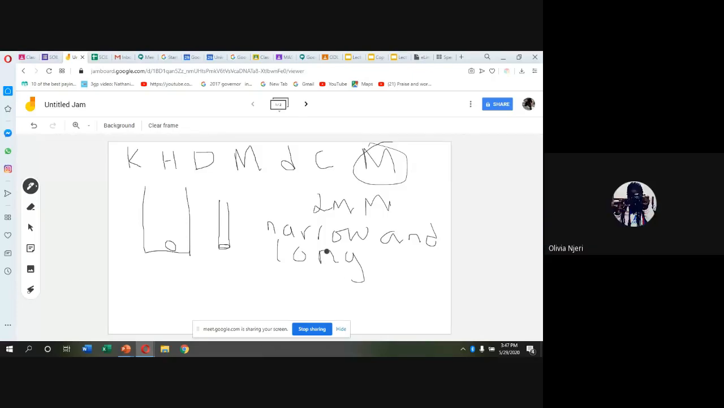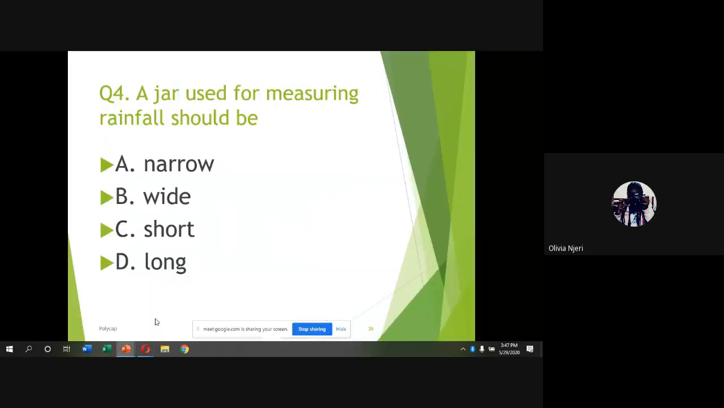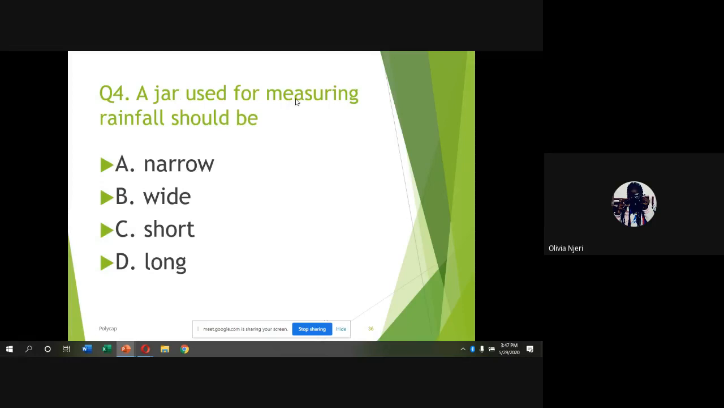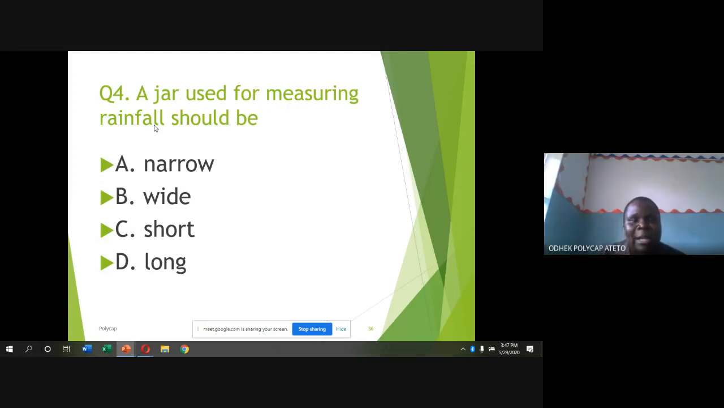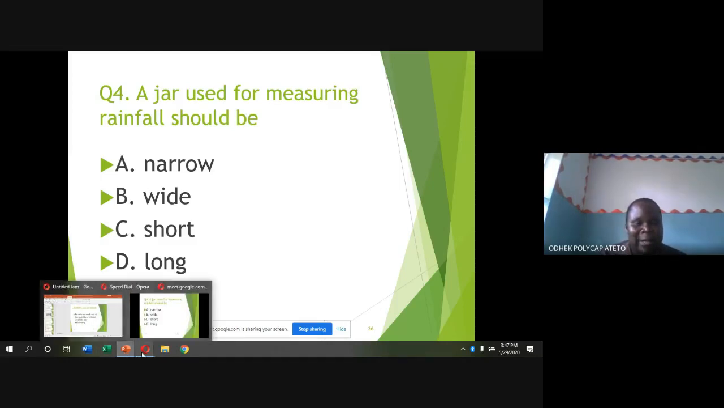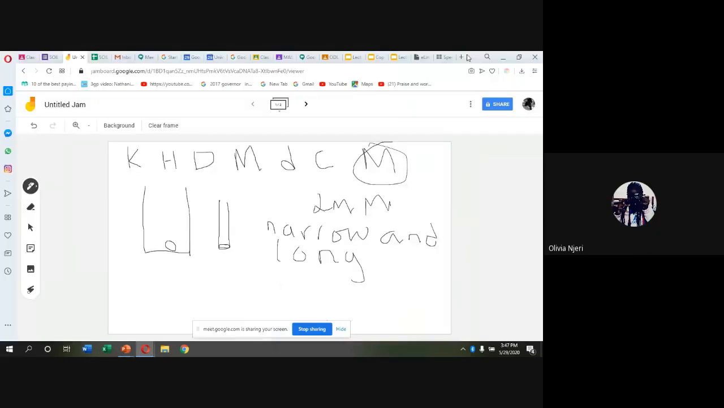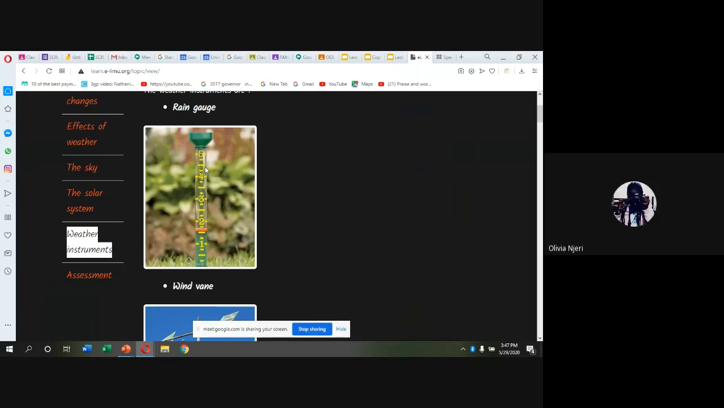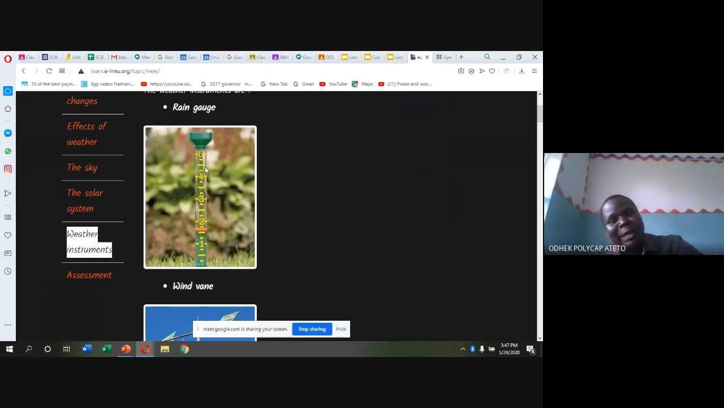Now, like in the question, you had given choice A as narrow and choice D as long. But you know this one, they are very specific. You get what they are saying? They are saying measuring rainfall. We are now measuring already. You know this, Olivia? This jar here, we can use it. We can collect water, but now go and measure somewhere else.